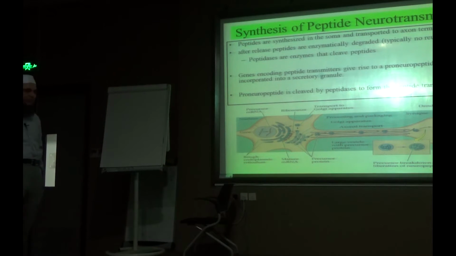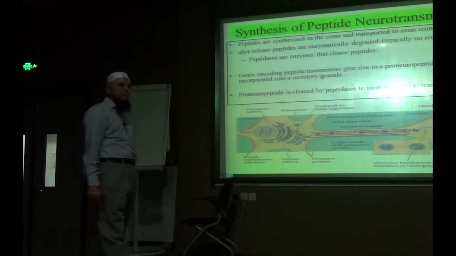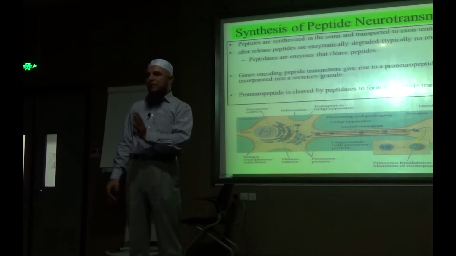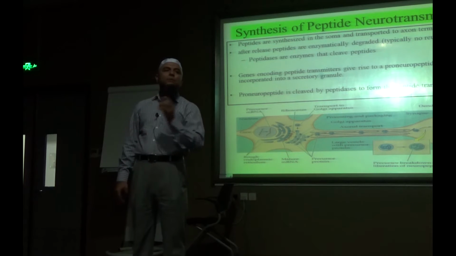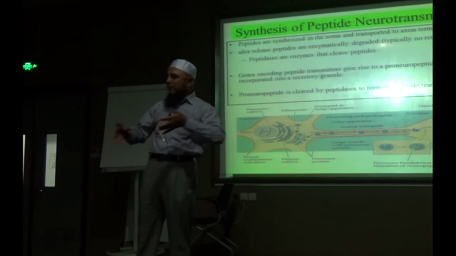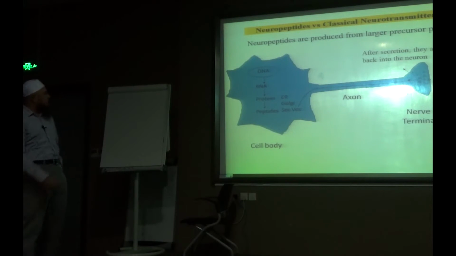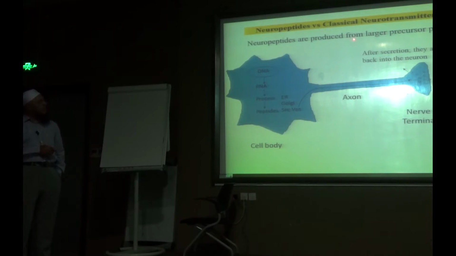For example, I can give you pepsinogen. It is acted on by one compound and then pepsinogen is converted into pepsin. So a pro-enzyme is converted into an active enzyme. Okay, what about the neuropeptide? We'll come to the comparison with the neurotransmitter. They are produced as a large precursor molecule, and then after the secretion.